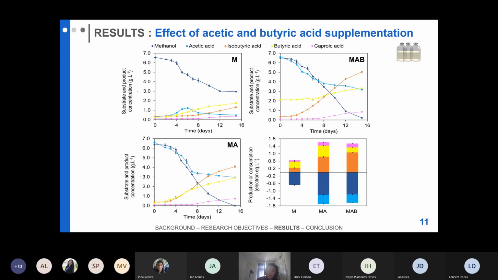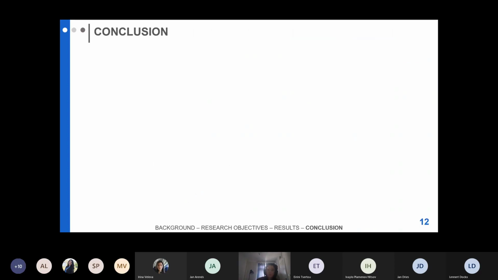This also doesn't go well with the detoxification mechanism, meaning that no matter what the butyric acid concentration is, this is not the trigger for isobutyric acid production. Supplementing acetic acid is one, and apparently isobutyric acid production is related to acetic acid consumption, as we can see in the methanol CO2 condition only.